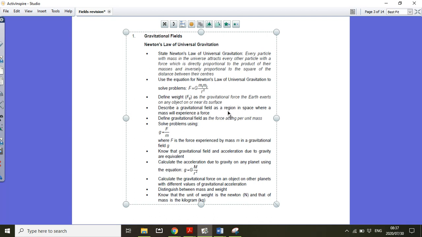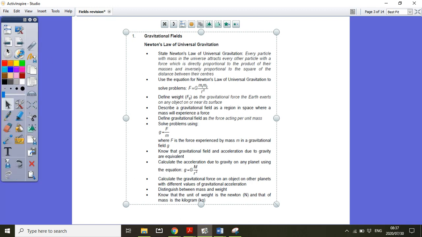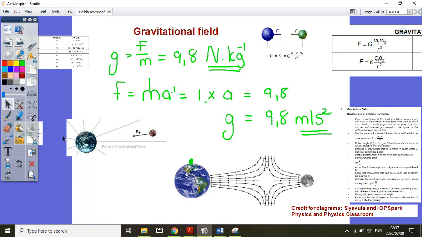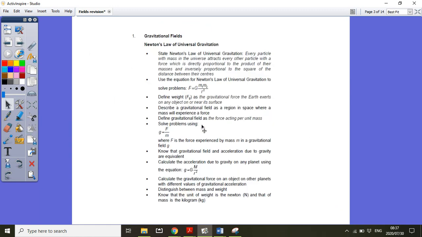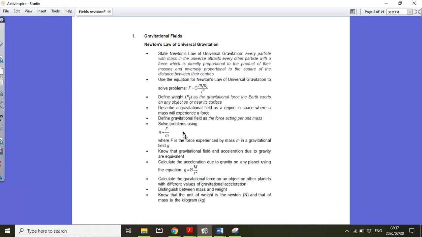Describe gravitational field. That's the area around the earth. So if you were going back here, it's the area around the mass where something else will experience a force. Then we derived this equation. Basically, we said gravitational field is the force per unit mass, and then from there we got to this equation. So these two are equivalent. Please remember that gravitational field and acceleration due to gravity, we just spoke about those.